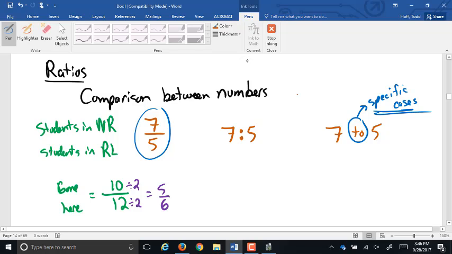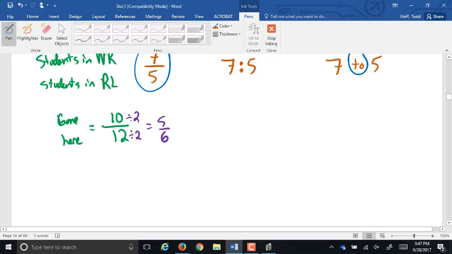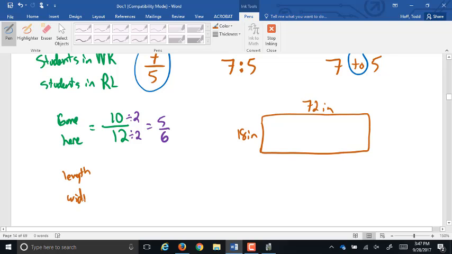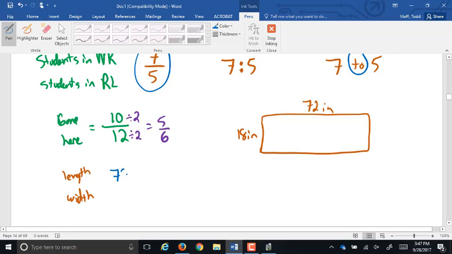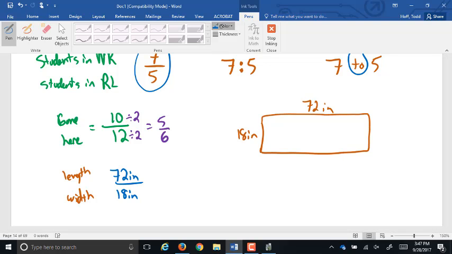Now, there are some things that I can do with fractions that I can't do with ratios. For example, if I look at the tables in this room, they're a little bit different from the tables you have in New Richmond. The tables here are 18 inches wide and 72 inches long. So let's do a length to width ratio. Well, the length here is 72 inches. The width is 18 inches.